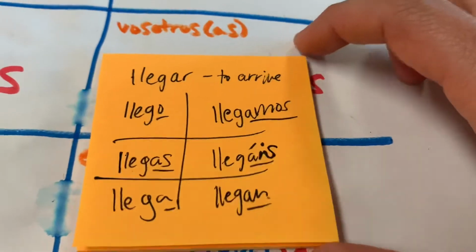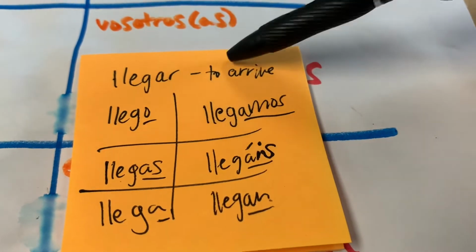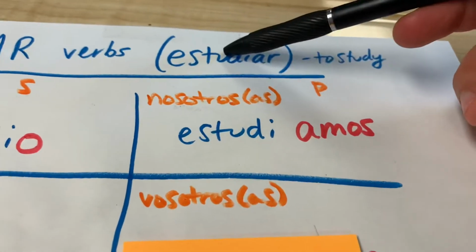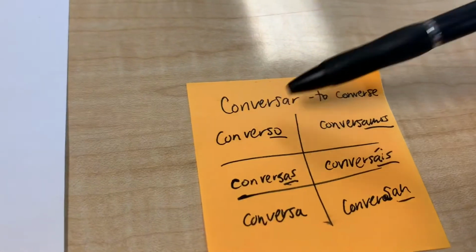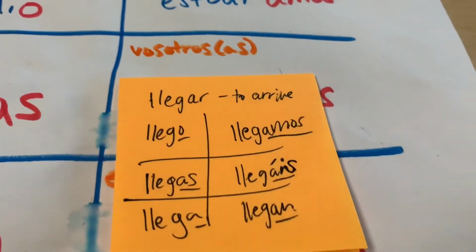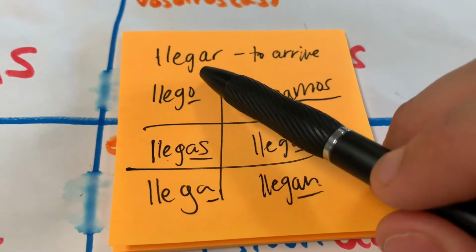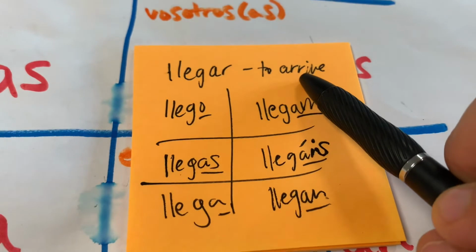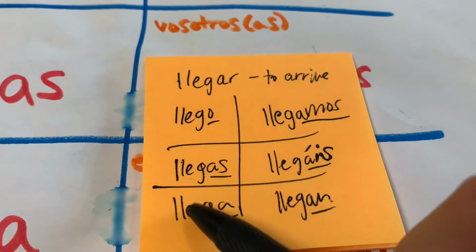All right, here's another infinitive. By the way, the infinitive of the verb is the root form. So to arrive, llegar. To study, estudiar. To converse, conversar. These are all infinitives, infinitivos. Llegar means to arrive, or a lot of times people say, to get somewhere. But arrive would be the way to say that.